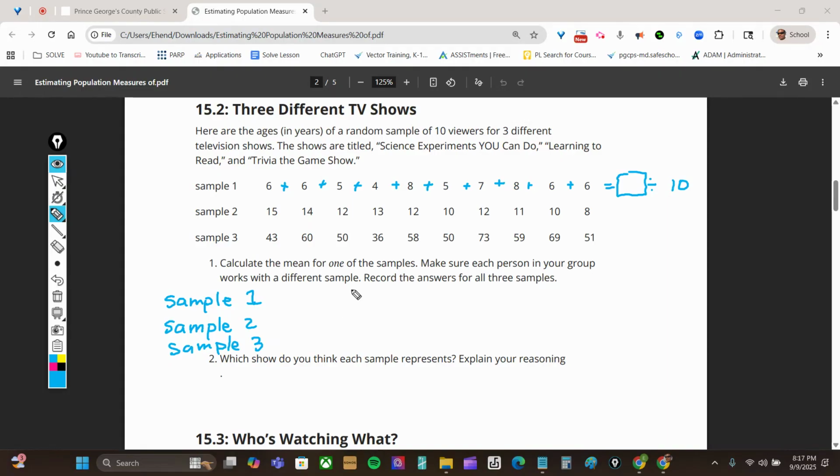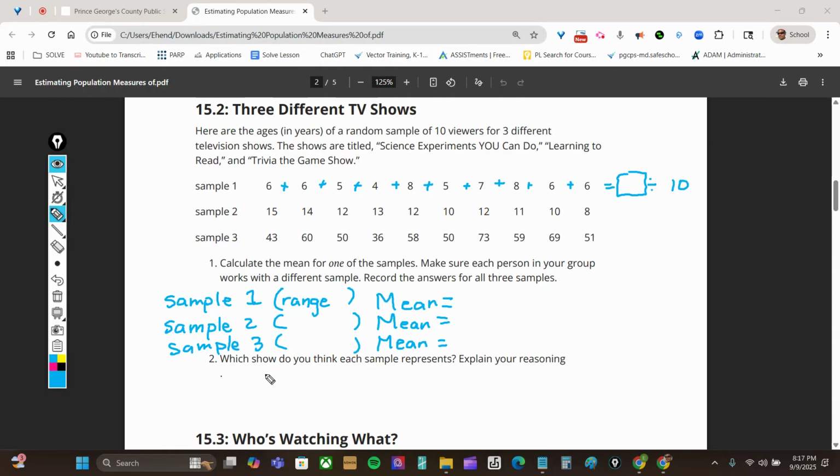Okay, and then you're gonna put the range. The range is the highest to the lowest. You'll put that in parentheses, the range. All right, and then you would come up with the mean. So the mean equals whatever that is, and then the mean equals whatever that is.